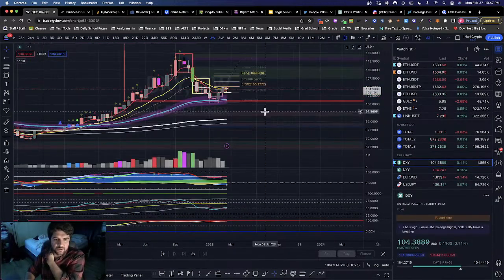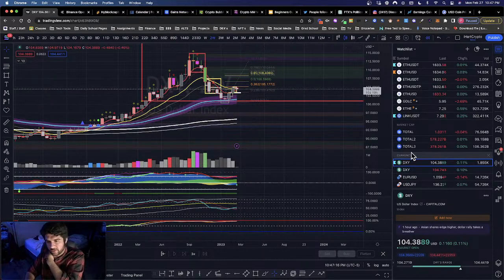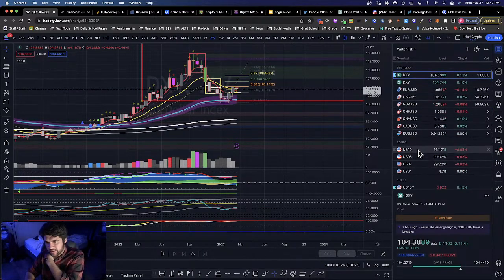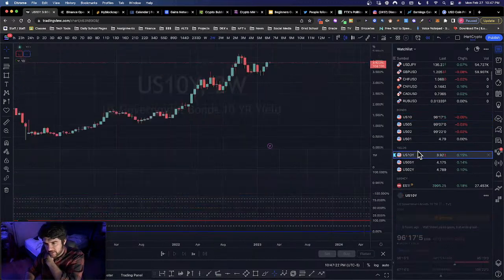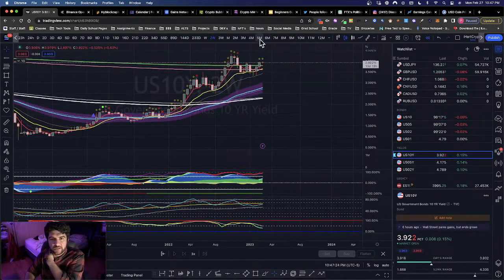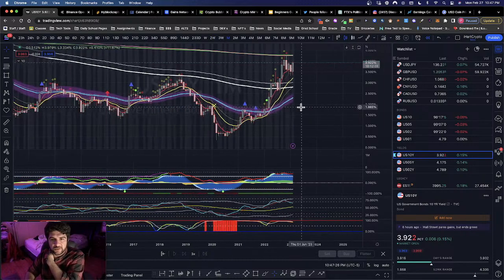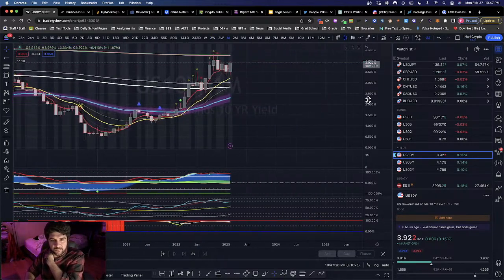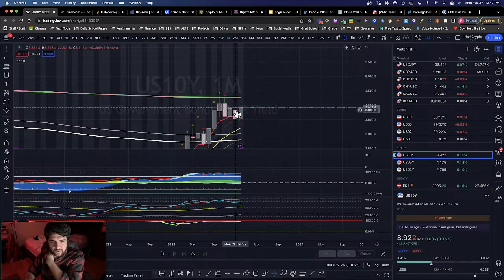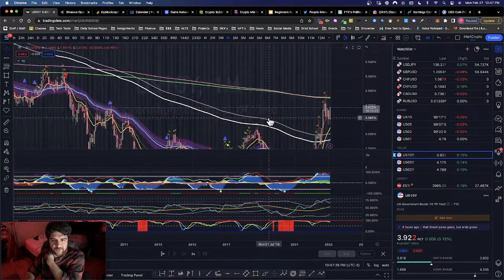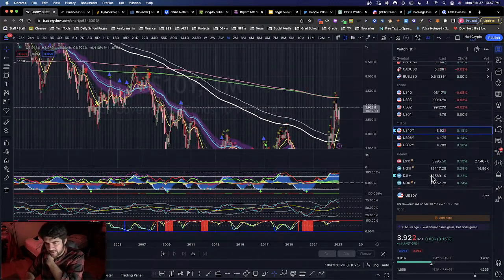But the Dixie looks super bullish. And the yields. The yields, man. Look at that. The monthly closes tomorrow, and you're engulfing the previous two candles here. That's very, very bullish on the yields.